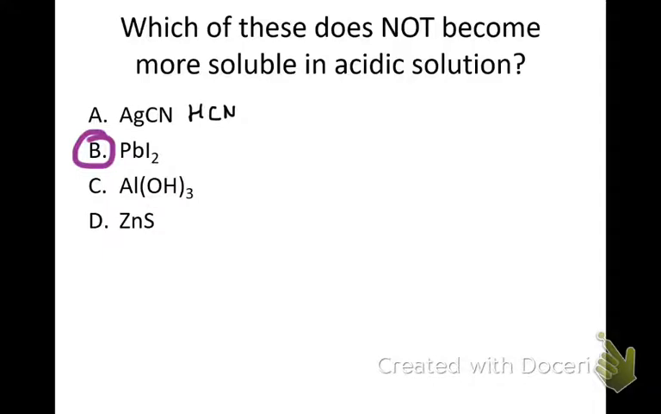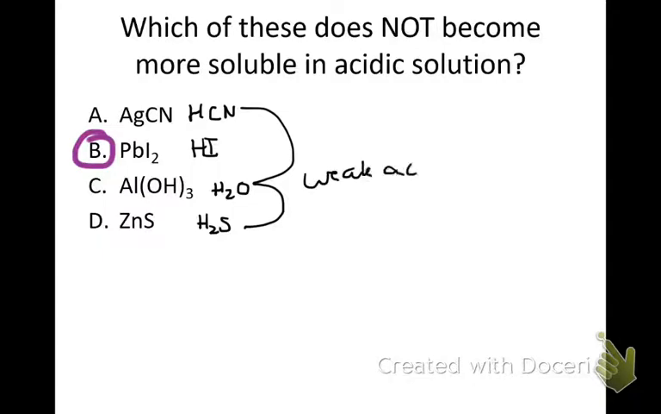The I- would become HI. Here, this Al(OH)3 would become water, and the zinc sulfide would become H2S. So for each of these, so for HCN, H2O, and H2S, these are all weak acids. And so making a more acidic solution would decrease the concentration of the anion in these salts, the solids, which would make them more soluble. The only one that doesn't do that is HI because it forms a strong acid.